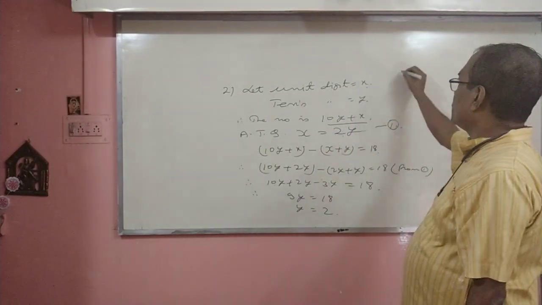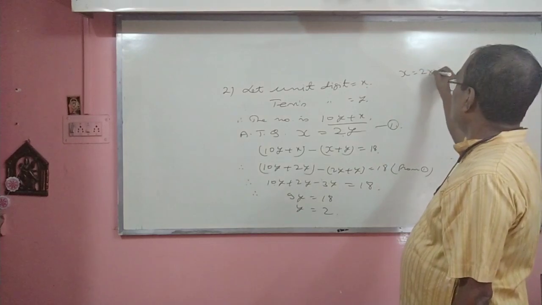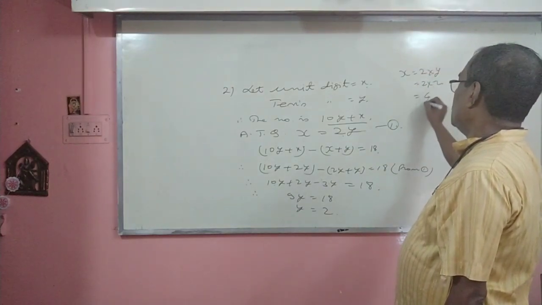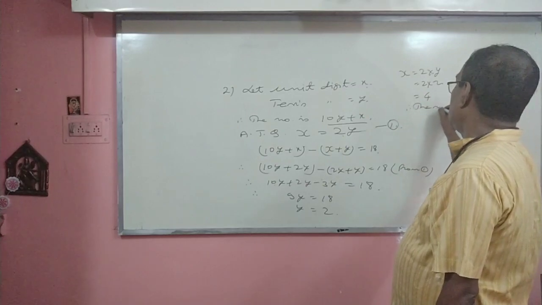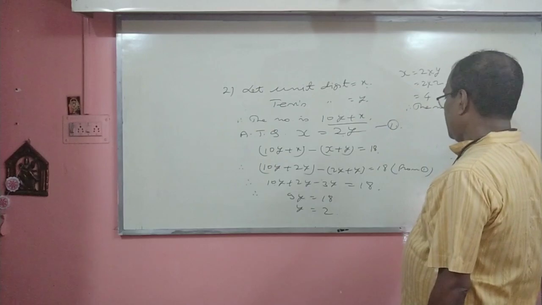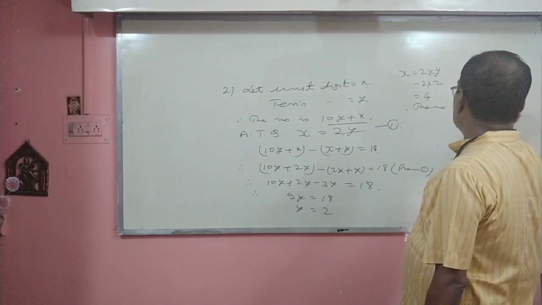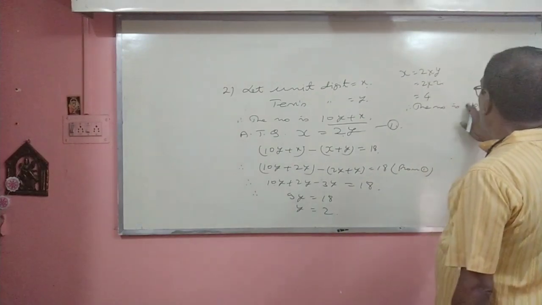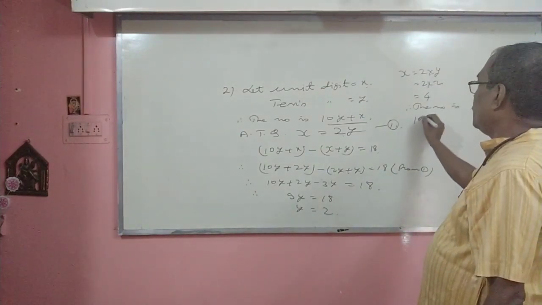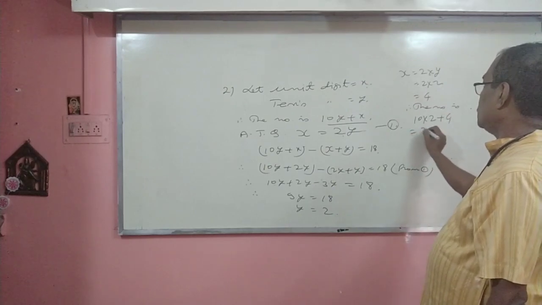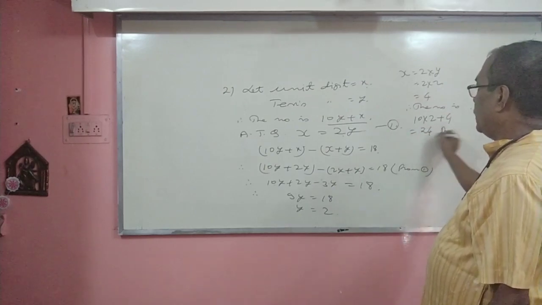If y is equal to 2, then x is equal to how much? x is equal to 2 into y, which is 2 into 2, which is equal to 4. Therefore, the number is 10 into y, where y is 2, plus x, which is 4. So 10 into 2 plus 4 is equal to 24. Answer.